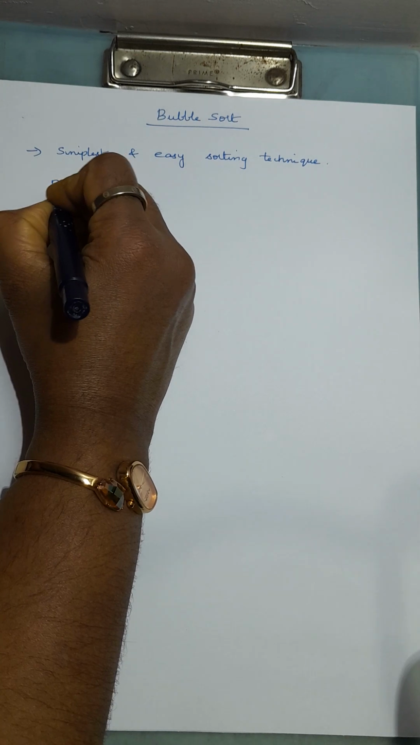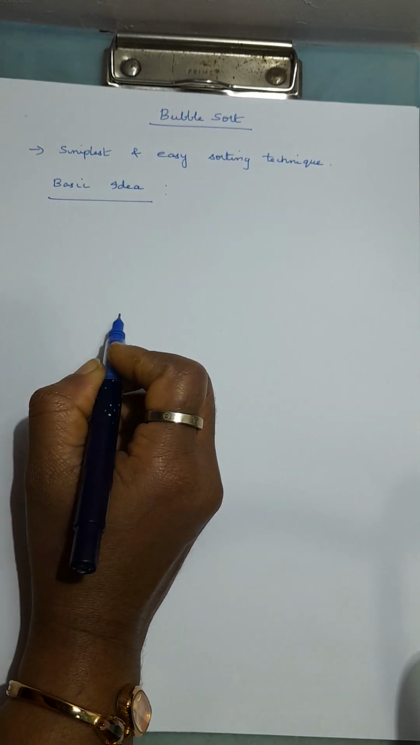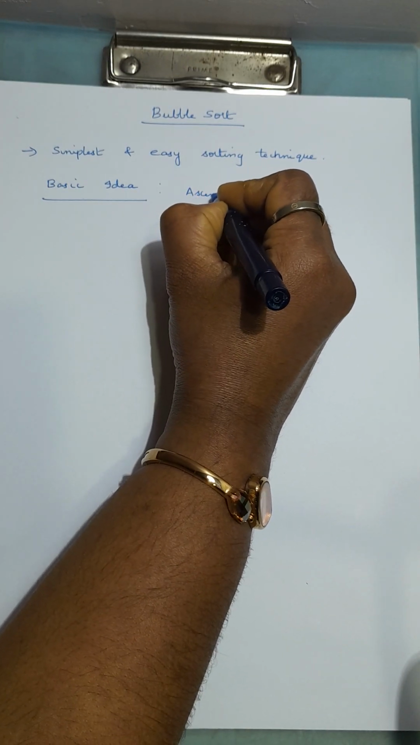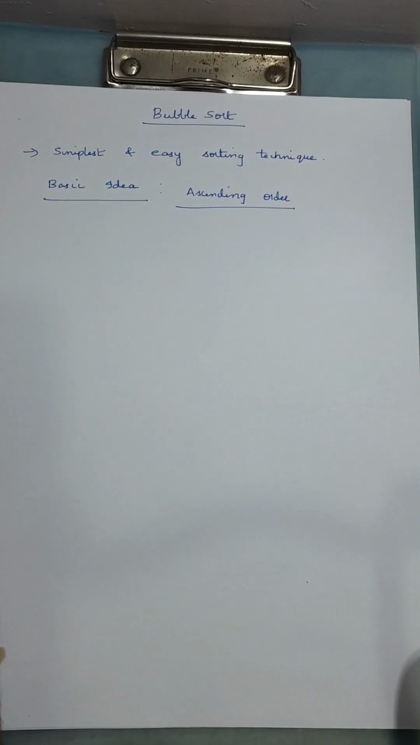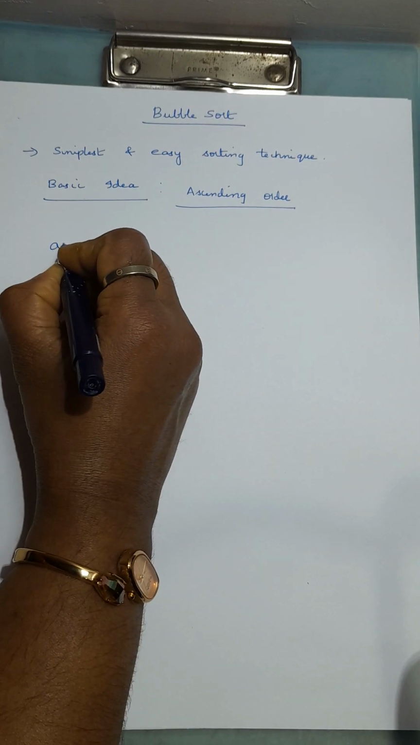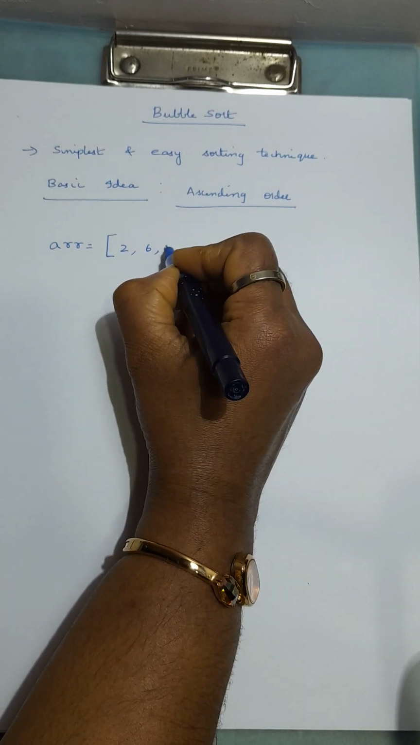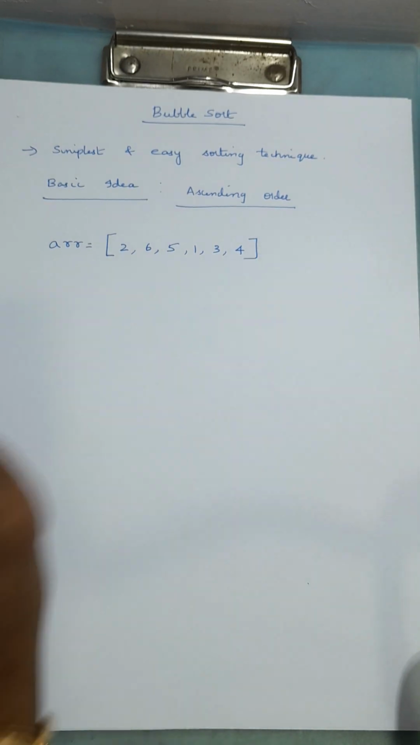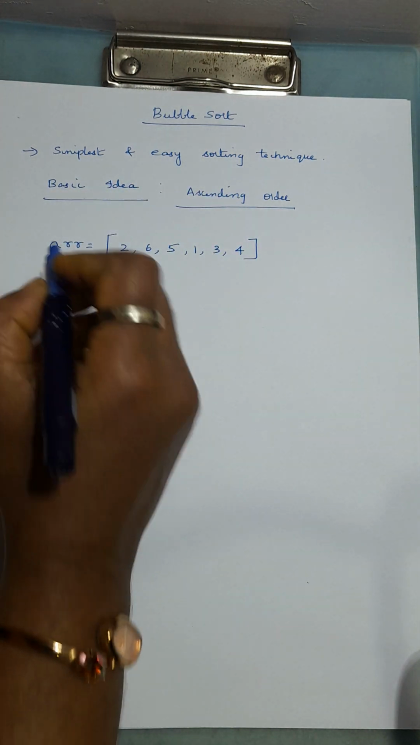Okay, now let me first teach you the basic idea behind bubble sort, how exactly the sorting is done. I'm going to perform sorting in ascending order. I will be taking the same example which I had taken to explain insertion sort and the selection sort. So for example, if my array list is 2, 6, 5, 1, 3 and 4, let me teach you how exactly sorting is done in case of bubble sort.